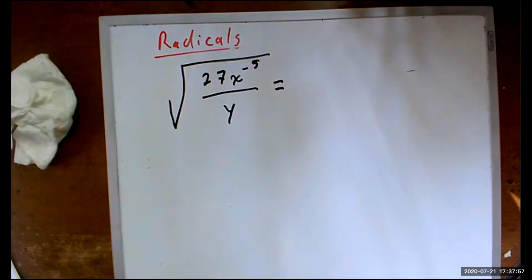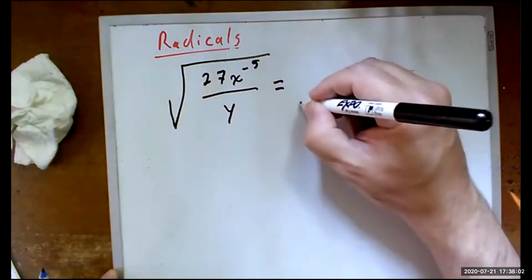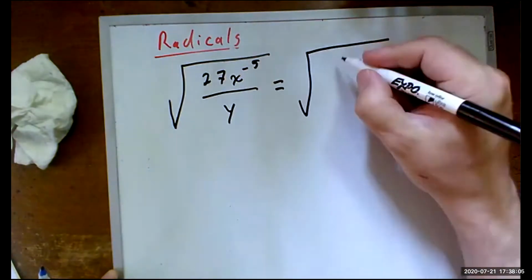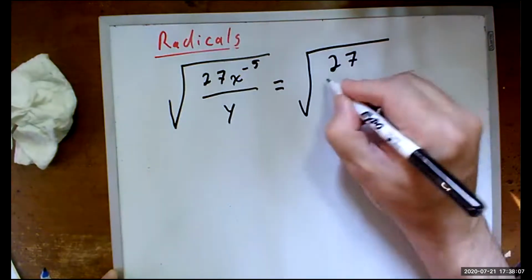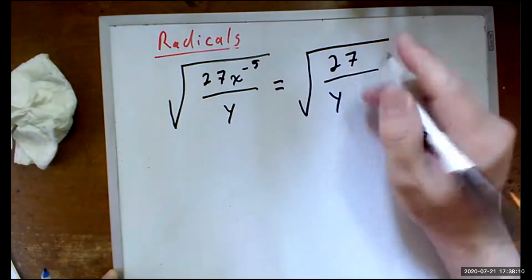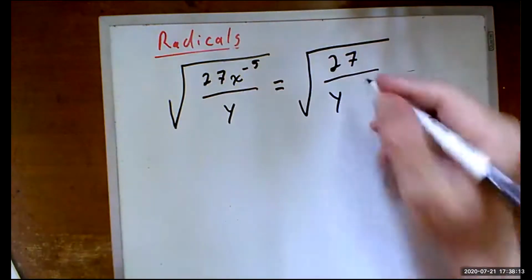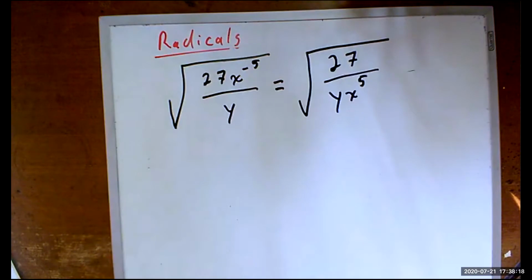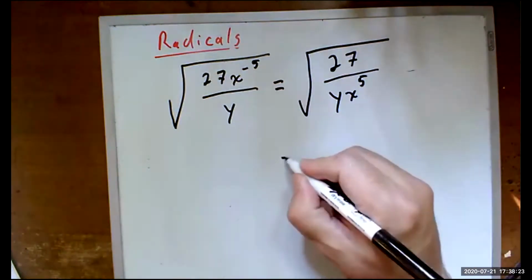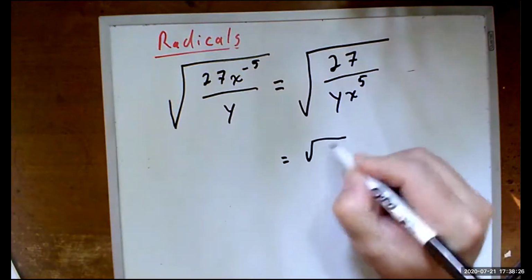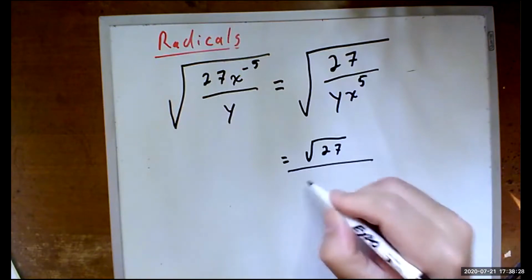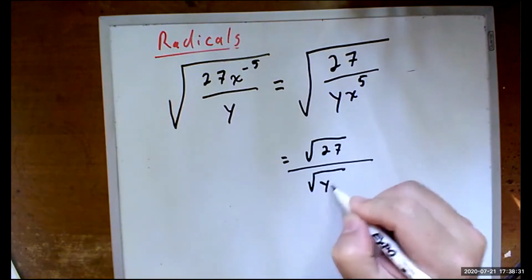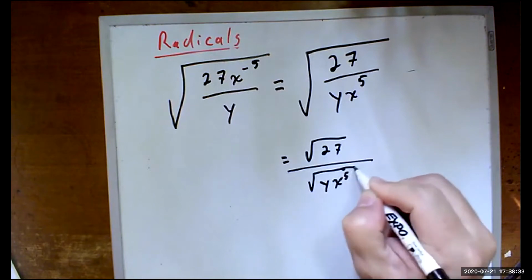First thing we're going to do is we're going to get rid of that negative exponent. That negative exponent says it wants to go to the other side of the fraction line. So I'm going to take my 27, I'm going to leave it on top, and I'm going to end up with y x to the 5th on the bottom. Next thing I'm going to do is I'm going to break out my radicals. So I end up with square root of 27 on top, and I end up with the square root of y x to the 5th on the bottom.